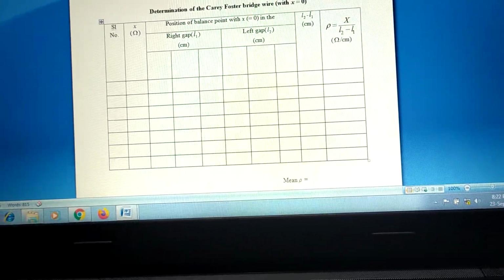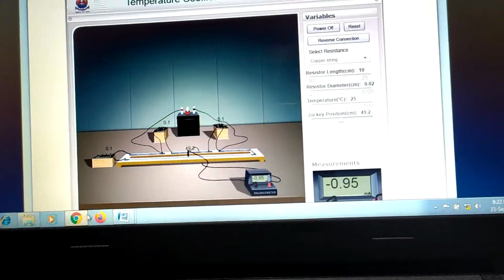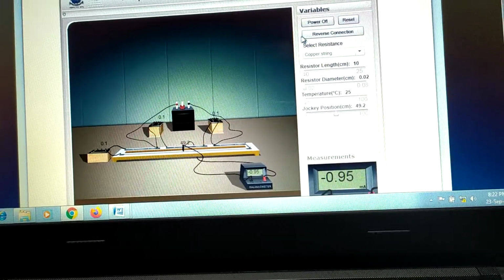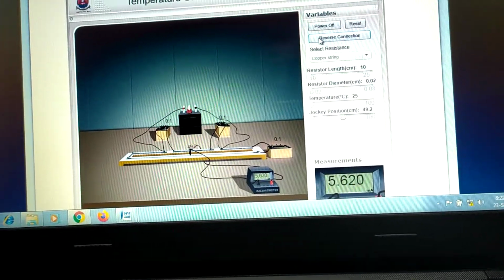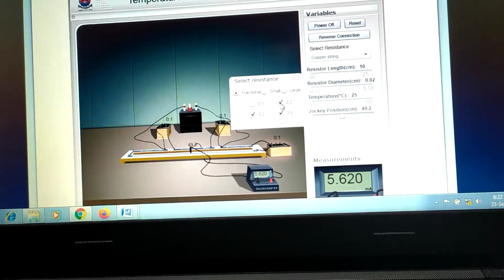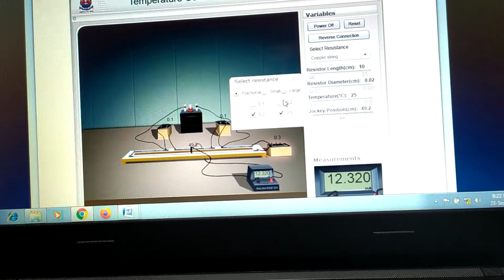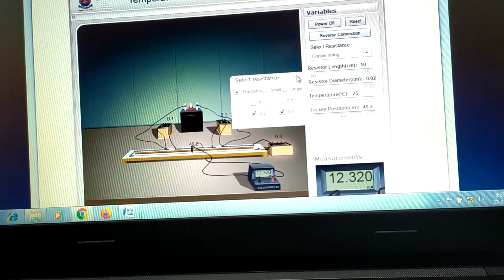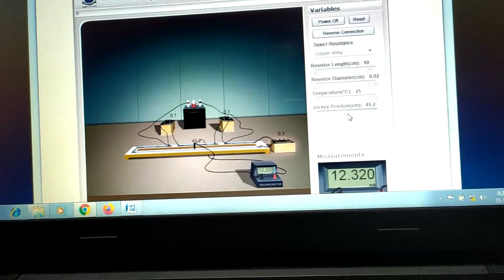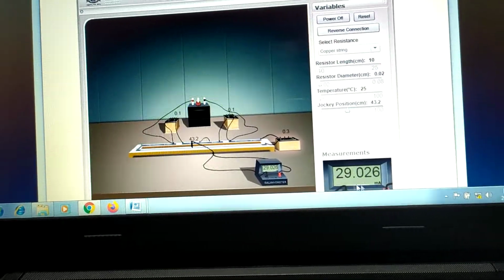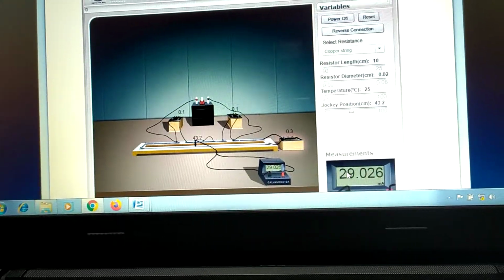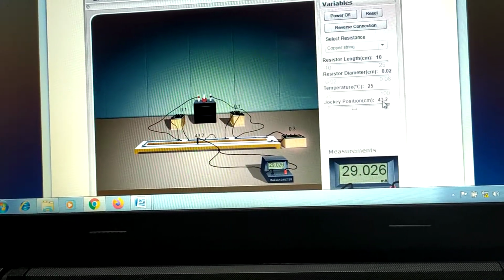Like that you need to take 4 to 5 data. The first one, the fractional one, is 0.1. Again you click on the reverse connector, it returns to the previous condition. Now you choose another one, now it's 0.3. The resistance applied in the fractional resistance box is 0.3. In a similar way, using that jockey pointer, you take the null point, where the value is 0 or close to 0, and take that value L1.